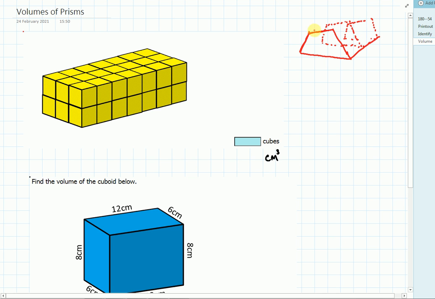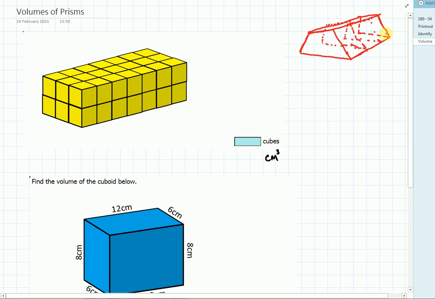So this solid is made up by having the same shape repeat itself all the way along its length. So it looks the same all the way along its length, to the final end. So we need to calculate the volume.